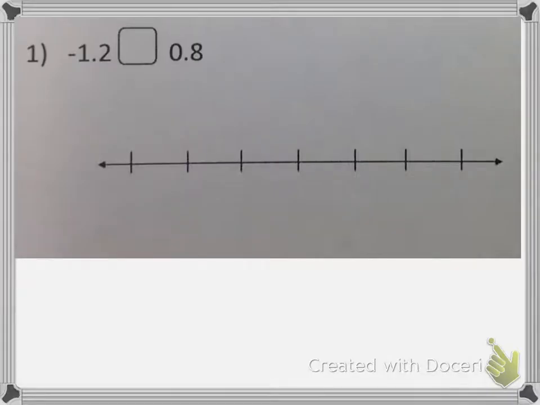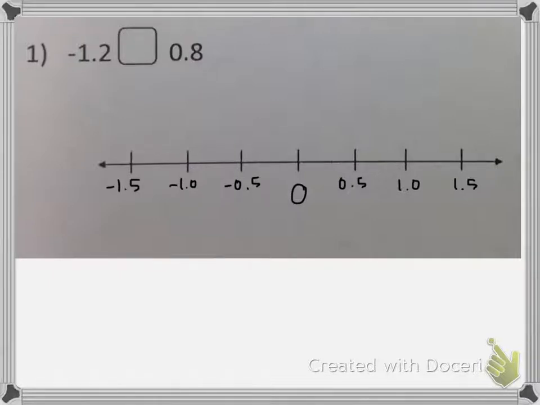Let's try the first example. Negative 1 2/10, is it greater than, less than, or equal to 8/10? So I need to set up my number line. I'm going to put the 0 here at the center, and then I'm going to number the number line according to what I've got. And I've got two decimals here, so I'm going to put decimals. That's 5/10, 1 whole, 1 5/10, and then I'm going to do the same thing on the other side, but my numbers will be negative.